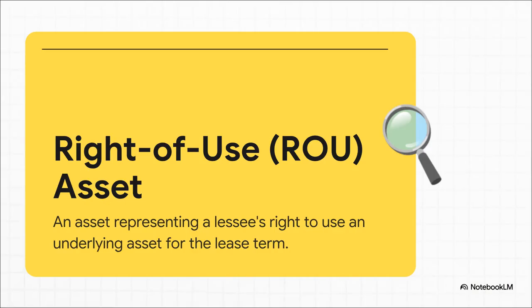So the ROU asset itself, it just represents your contractual right to use the underlying asset. And while it definitely feels a bit like an intangible asset, Schedule 3 is very clear. You have to present it within property, plant, and equipment. It's so important to remember that we are capitalizing the right to use the asset, not the physical asset itself.